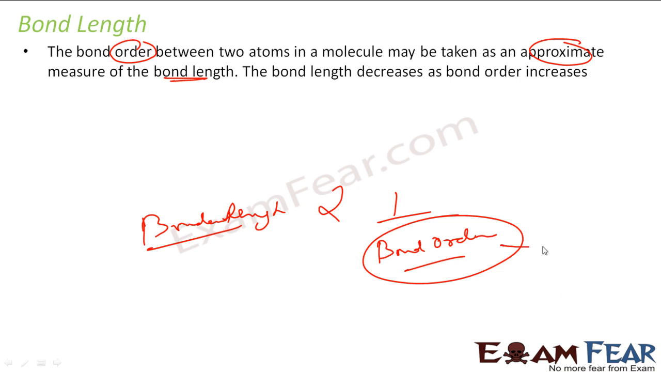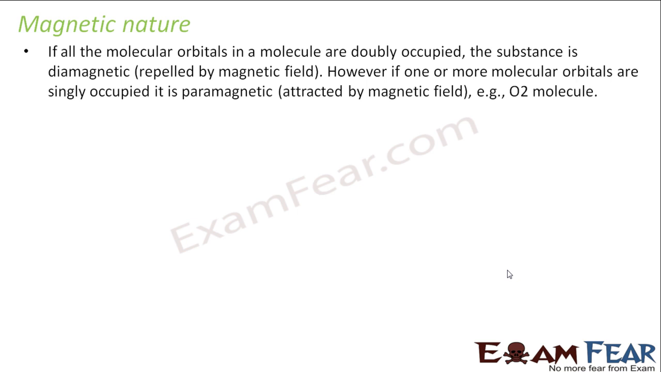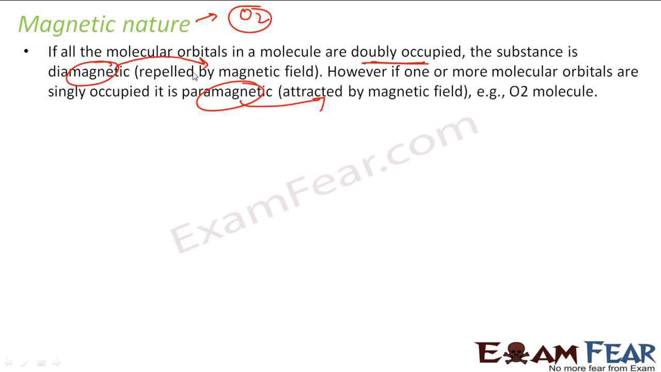So bond order is something which we can easily find using molecular orbital theory. Magnetic nature is also something which we can easily find. When I started this theory, I talked about oxygen being paramagnetic, and it's difficult to tell it is paramagnetic by the earlier theories, but this theory helps us find the magnetic nature. For example, the oxygen molecule. It says that if all the molecular orbitals in the molecule are doubly occupied, it is diamagnetic, and if one or more molecular orbitals are singly occupied, it is paramagnetic. If it is paramagnetic, it will be attracted by a magnetic field. If it is diamagnetic, it will be repelled by a magnetic field.